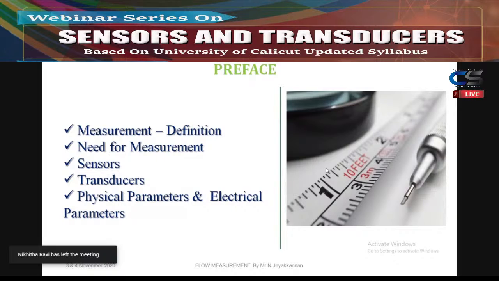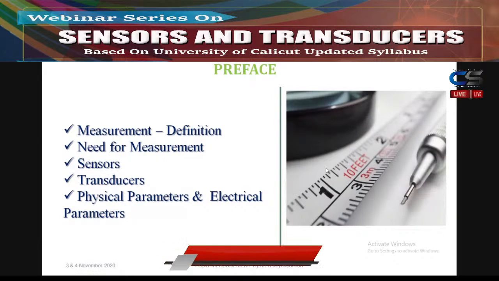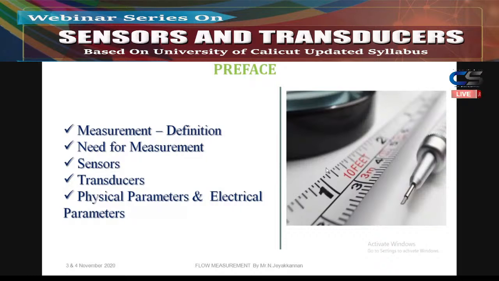And electrical parameters are nothing but your voltage, current, power, everything which comes under electrical parameters. So we should know the difference between what is a physical parameter and what is an electrical parameter. Okay, so these are all the basics behind why we are learning this subject.